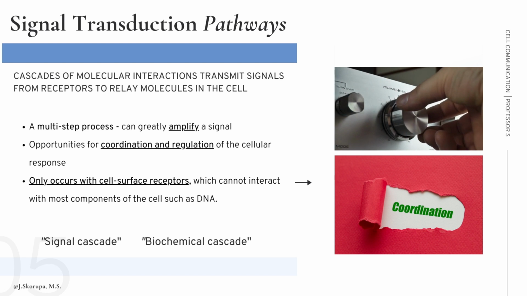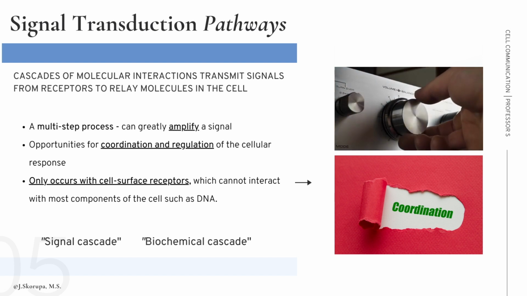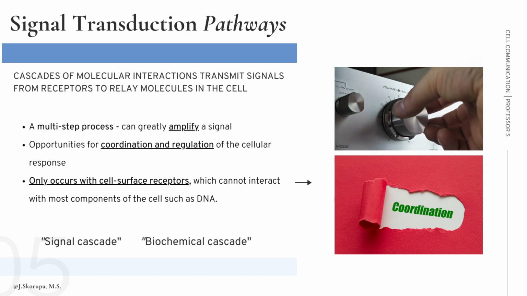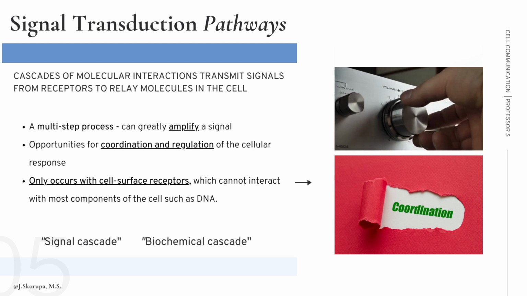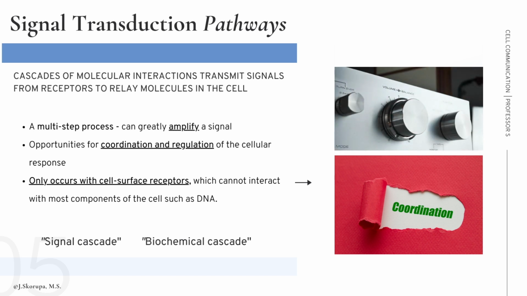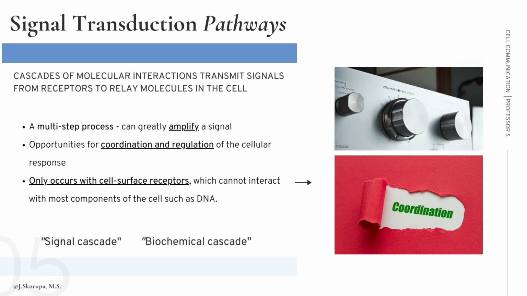I want you to note that signal transduction only occurs with cell surface receptors, which cannot interact with most components of the cell, such as DNA. Only internal receptors are able to interact directly with DNA in the nucleus to initiate protein synthesis. Why? Because cell surface receptors are stuck in the membrane. These pathways have a few names, for example, signal cascade and biochemical cascade.